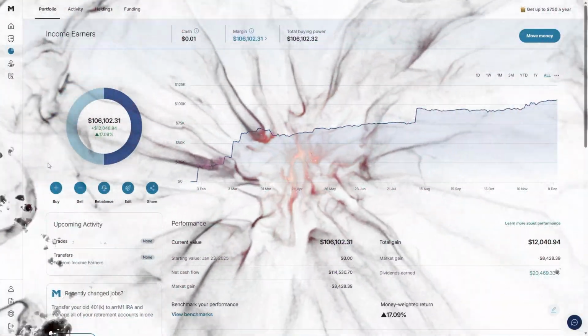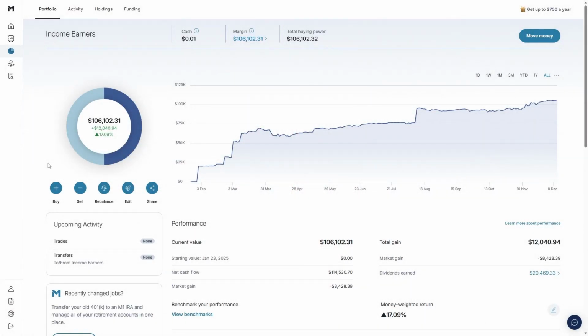Now, I use M1 Finance. Let's pop over and take a look at it. So right here is the income earners. We can see right now in this portfolio, we have 106,000 in the portfolio. And overall, since we have created this portfolio, which was back January 23rd of 2025, it actually shows right there.